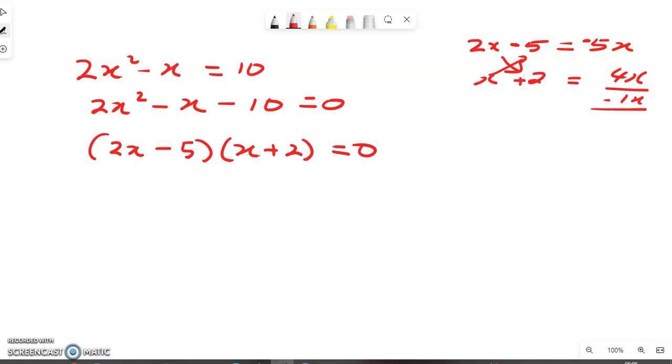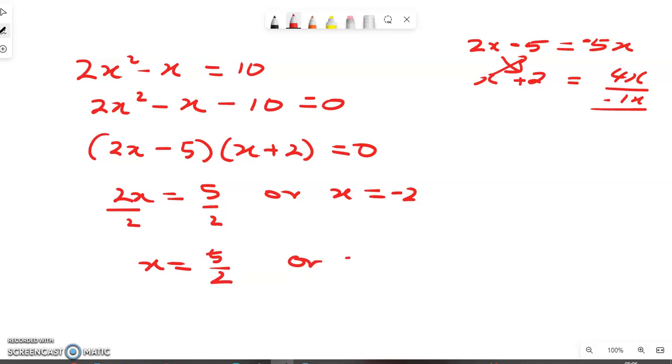Then our solutions: 2x is equals to a positive 5, or x is equals to a negative 2. Then we divide both sides by 2. x is equals to 5 over 2, or x is equals to negative 2.